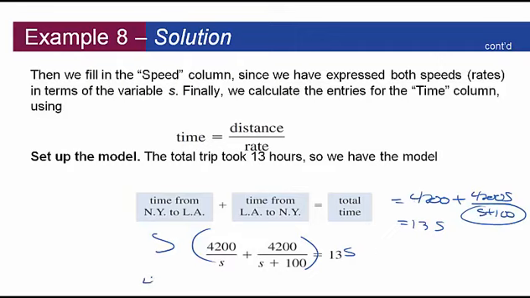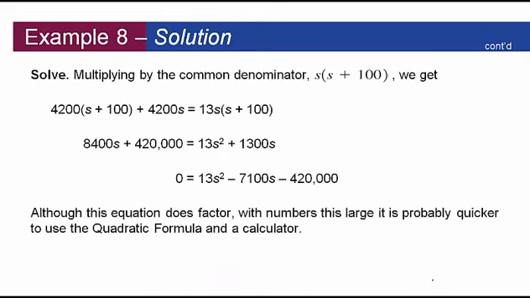Now, we still have this bottom, so we're going to multiply everything by that, and we're going to get 4200 times S plus 100 plus 4200S, because these will just cancel when you multiply by S plus 100, equals 13S times S plus 100. Now your fractions are gone, and now it should look a little better. All right, so here's where we're at.